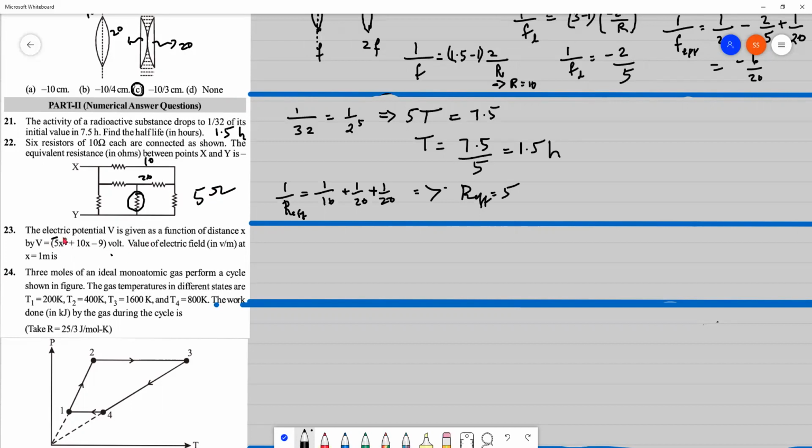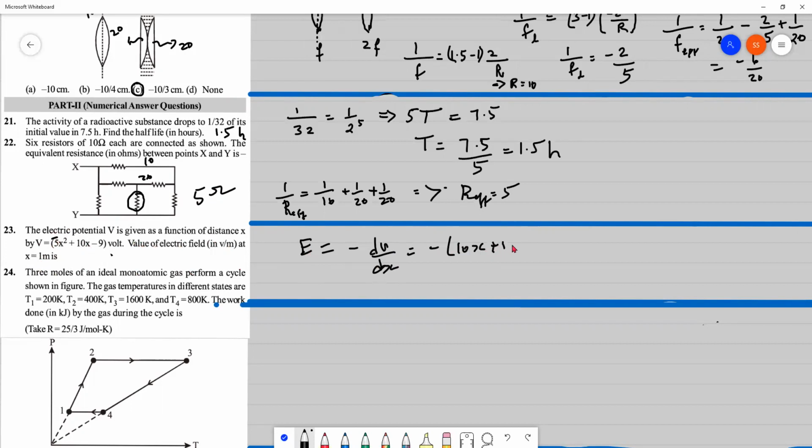Next one. The electric potential V is given as a function of x. Find the value of the electric field at x equal to 1 meter. We know that the electric field E is equal to minus dV by dx. These are all very easy problems. You differentiate this one, and you get 10x plus 10.